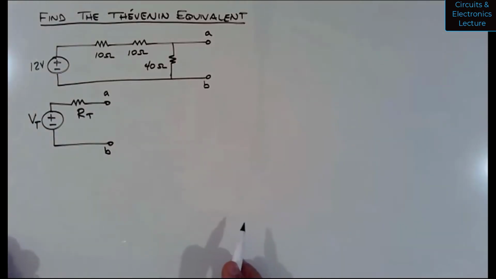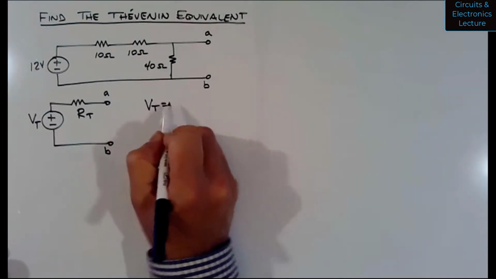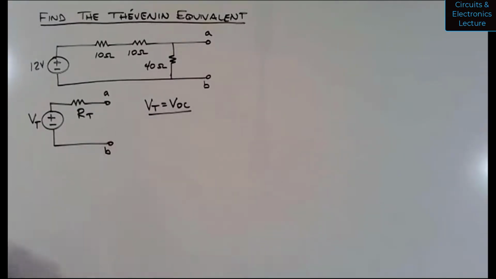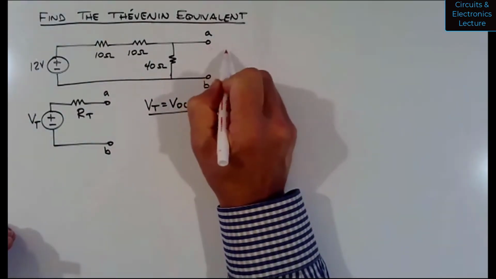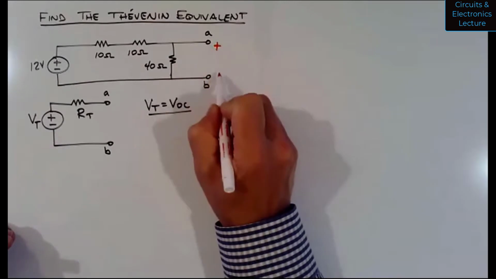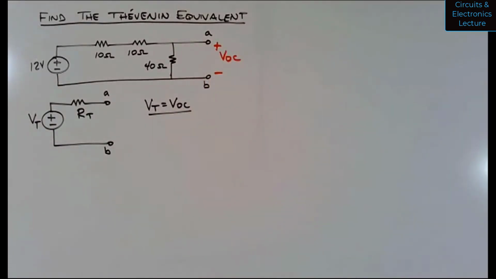Okay, the next step is to find VOC. So we know that VT equals VOC. Okay, so that's what we have to find. So let's go up to the circuit. And what we want to find is, without connecting anything to the right of these terminals, this value. The open circuit voltage between those two terminals, between which we're trying to find the Thévenin equivalent.